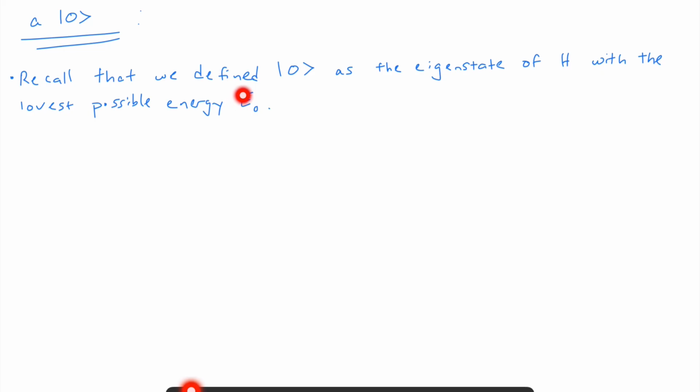Now, recall that we defined 0 as the eigenstate of H with the lowest possible energy E sub 0. This is usually called the lowest eigenstate. We mentioned that at the end of this lecture, in a quick appendix, I will prove that there has to be a lowest. Such eigenstates don't go on infinitely, and we won't show it, but it's also unique.